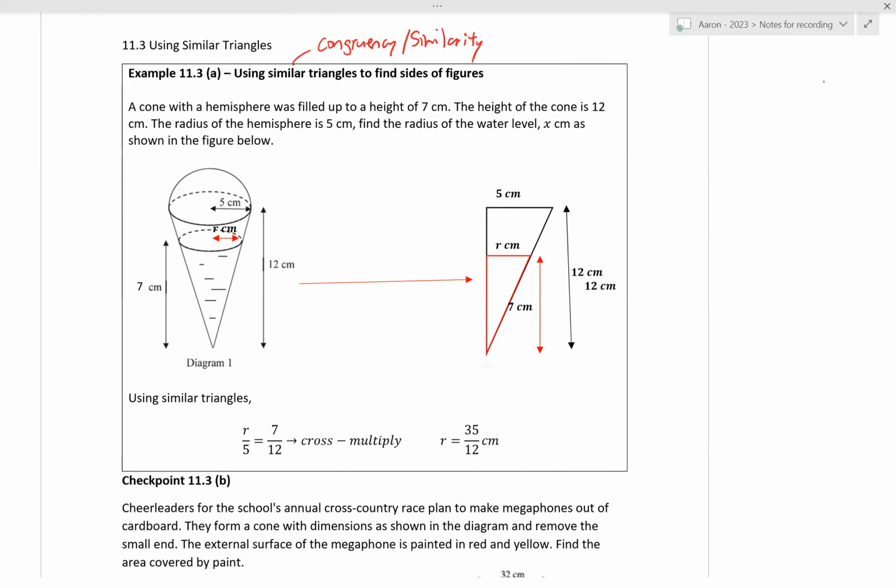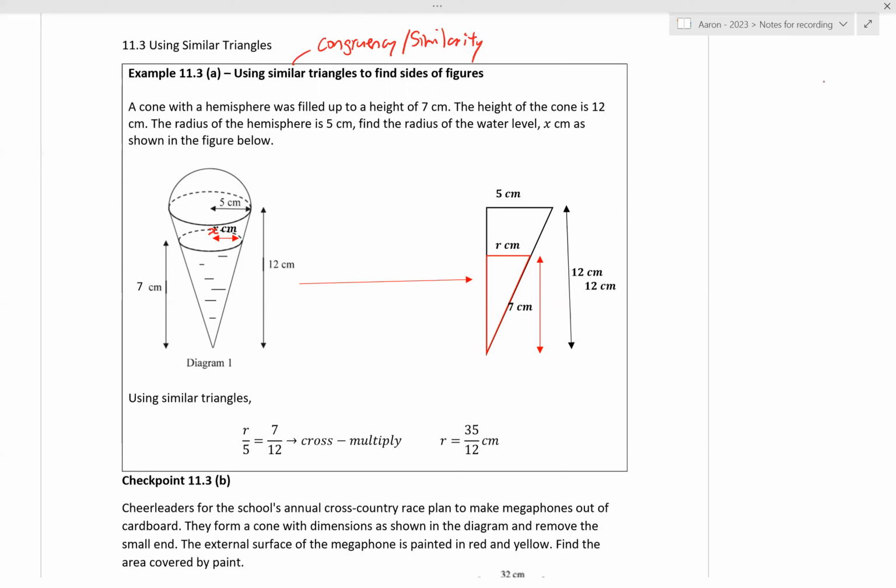So you have a cone with a hemisphere filled up to a height of 7 cm. The height of the cone is 12 cm. Then you have the radius of the hemisphere, which is 5. Find the radius of the water level x cm as shown in the figure. Essentially, there's a typo, so the x is referring to this cm here. Essentially, what is the radius of the cone for your water level?